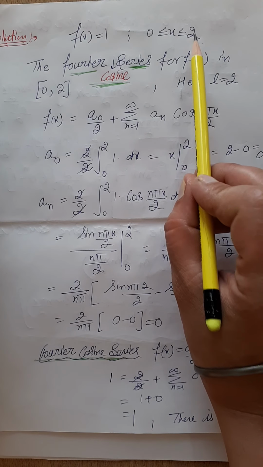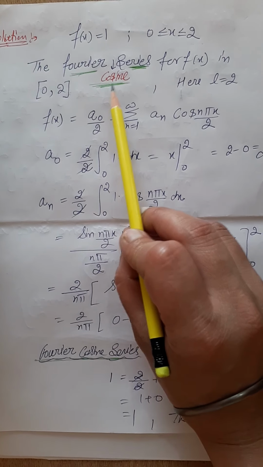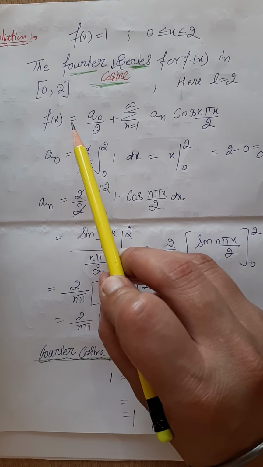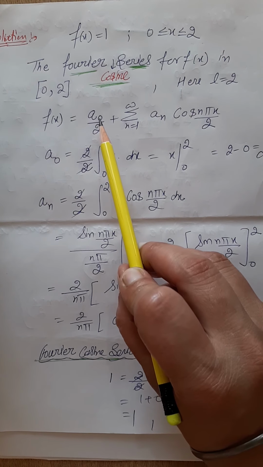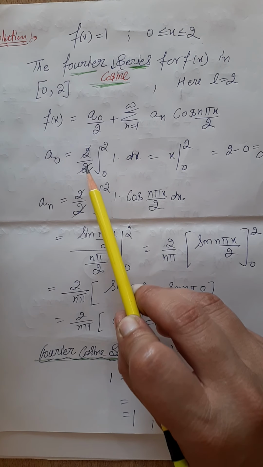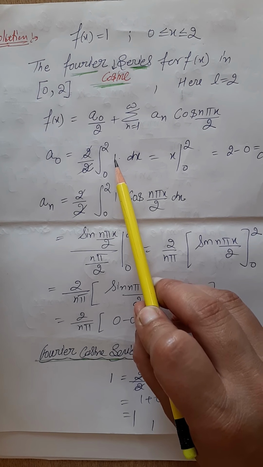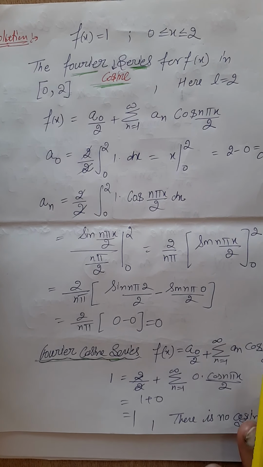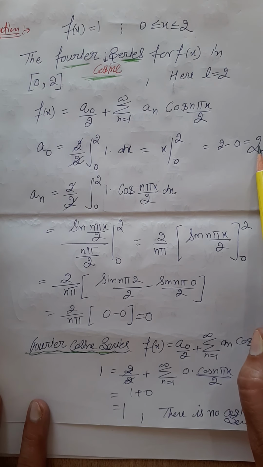Here 2 is working in the place of L. So first we find the Fourier cosine series for our function, where L is 2. You can see here we first find a naught; you apply 2 by L, L is 2 here, and fx is equal to 1. The integration of 1 is x, cancelling 2 you get only x, and after that you put upper limit minus lower limit and you get the answer 2.